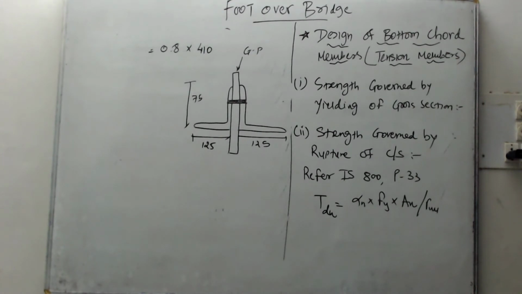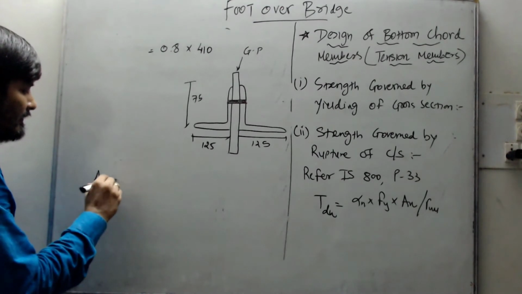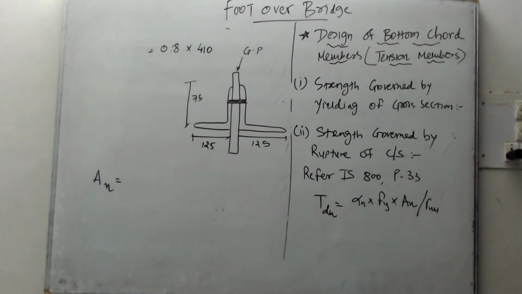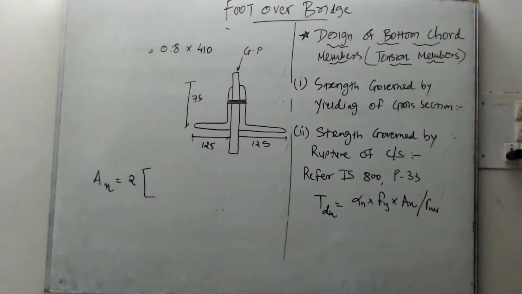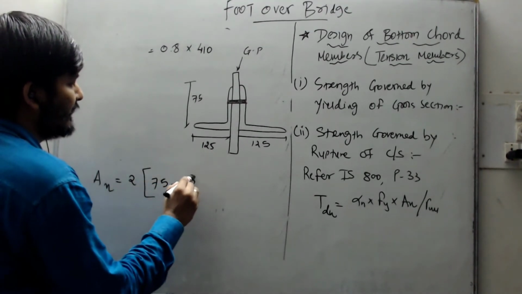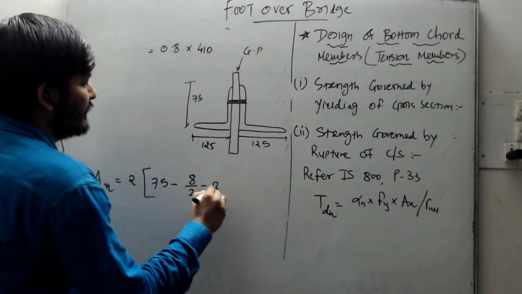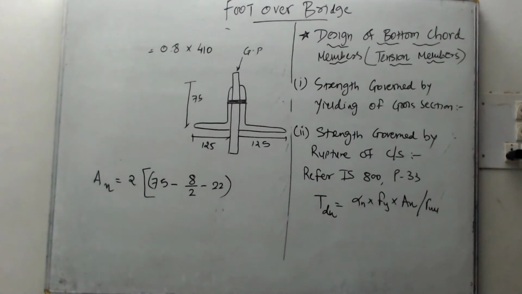So if I want to calculate An, the net area, An is 2 multiplied by, because we have two angles, 2 multiplied by (75 minus 8 by 2 minus 22), multiplied by 8.